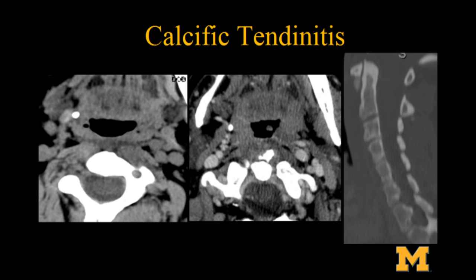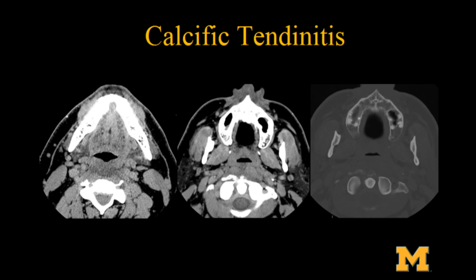And the satisfying thing is that if we, the radiologists, make the diagnosis of calcific tendonitis, the patients can be treated with anti-inflammatory drugs and they just go home. Just a little aspirin and they're fine. Another example here, edema involving the retropharyngeal space. Maybe there's something here. We go to the bone algorithms, and now we can see this calcification involving the longus coli tendons.